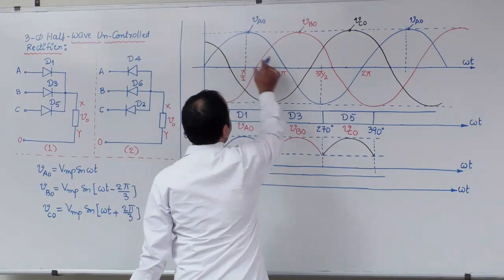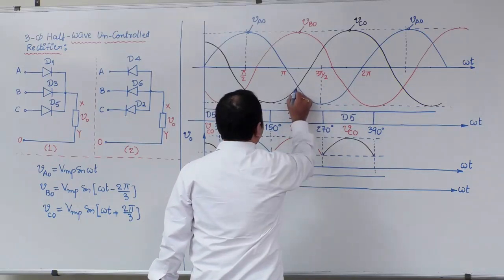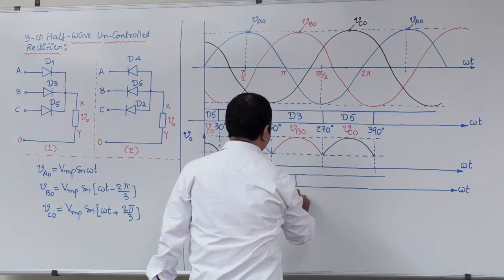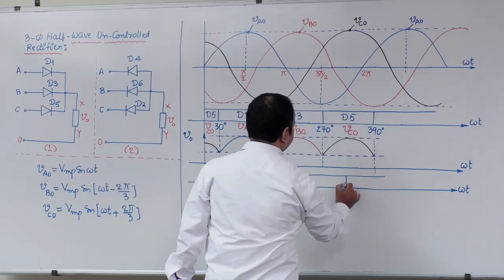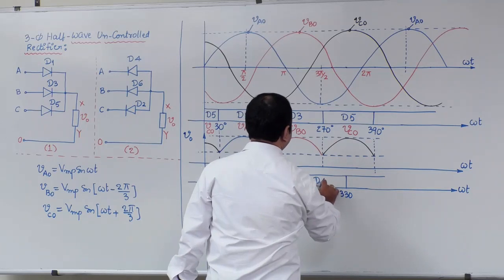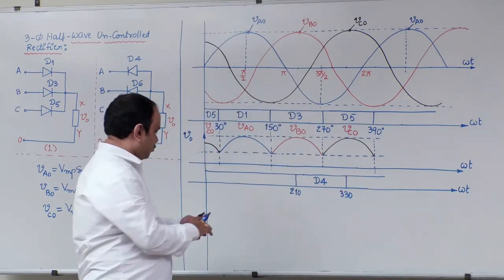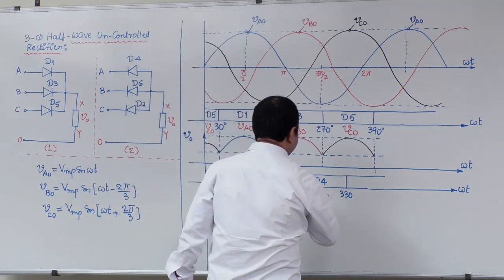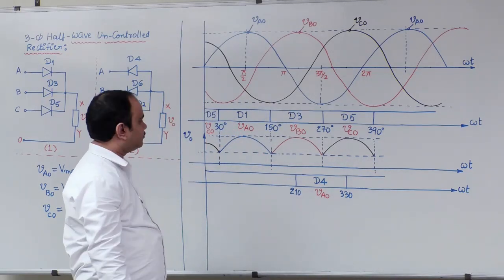VAO, the blue sinusoidal, is more negative from 210 to 330 degrees. So you can write that D4 is in conduction. When D4 is in conduction, the output voltage is equal to VAO.